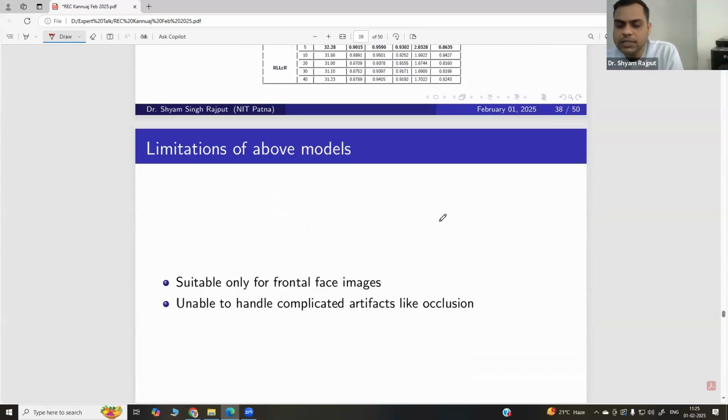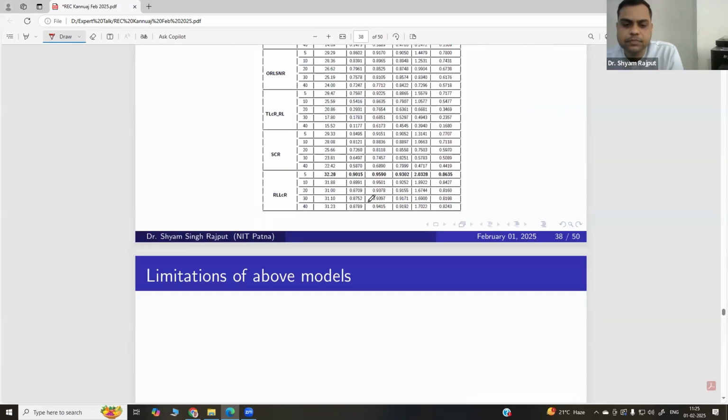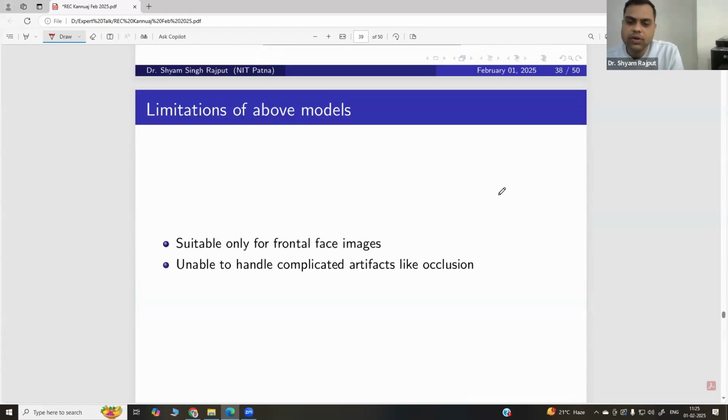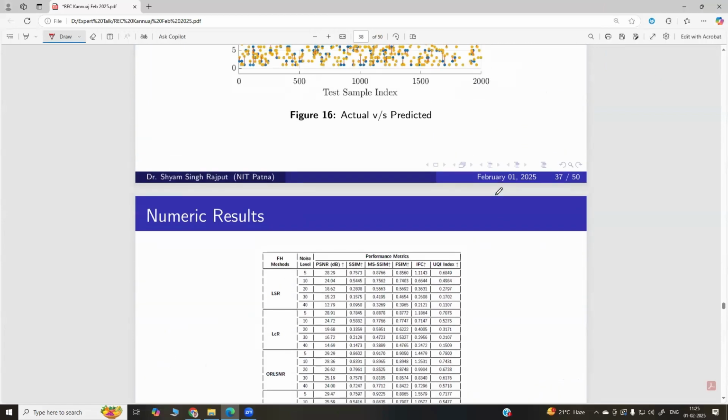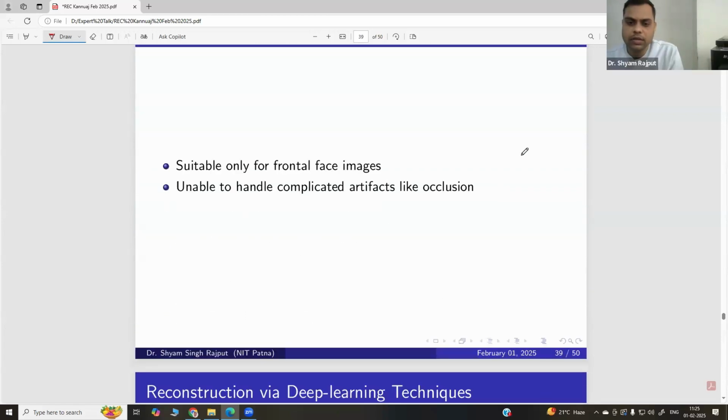Okay, as time is very limited, let's understand the overall limitations of all the models which we have discussed so far. The limitation is that they are only suitable for frontal images, because we are using the concept of position patch or proximate patches. This concept will work only when we have frontal images, then only we can assign different weights and think about the weighted linear representation. If images are not frontal, then we cannot think about the weighted linear representation. This is the biggest drawback of all the models which we have discussed so far.